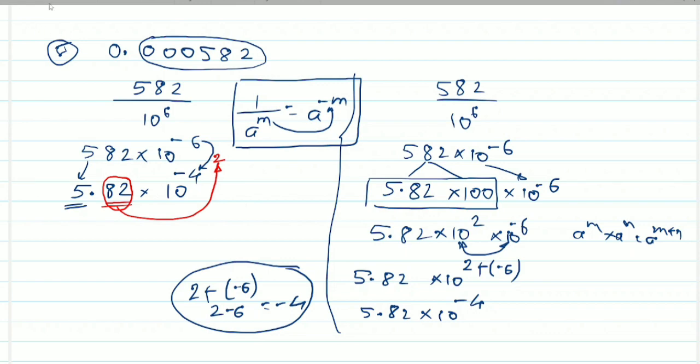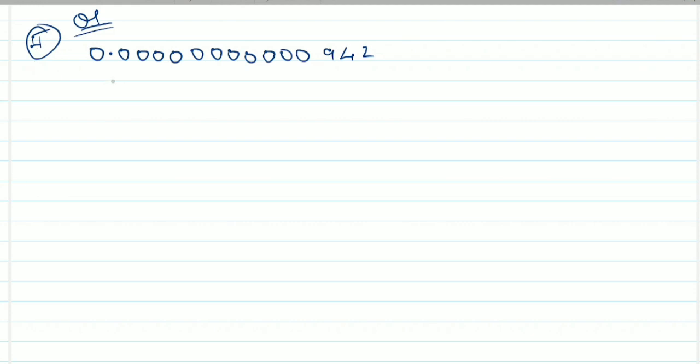Let's see the example of the book now again. So we are going to solve the second question of the book. Question 1, second question. So it's 0 point, again there are 11 zeros, 4, 5, 6, 7, 8, 9, 10, 11 after the decimal point, then 942. So, how will I write this? 942 divided by how many digits are there after the decimal points in all? 11 zeros plus 3 digits, that is 14 digits. So, I am going to write 10 raised to power 14.